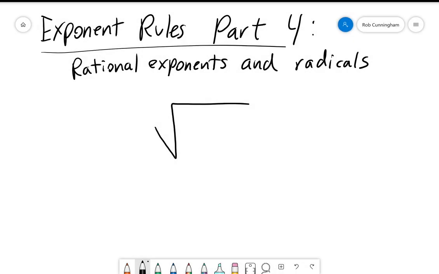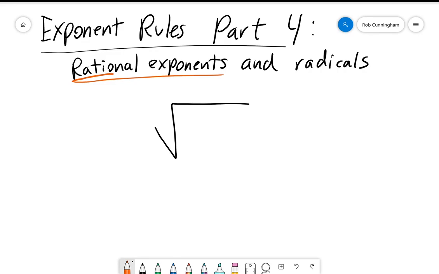This is a radical. Now, I know you may have heard of it as a square root, and in this case, it does represent a square root, but the actual symbol itself is called a radical. Now, a radical is just a shorthand for what's called a rational exponent. When I say rational, I don't mean rational like thinking clearly or being logical. I mean ratios. So a rational number is basically a fraction.